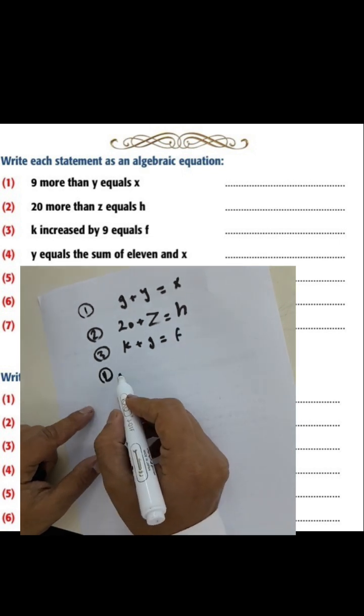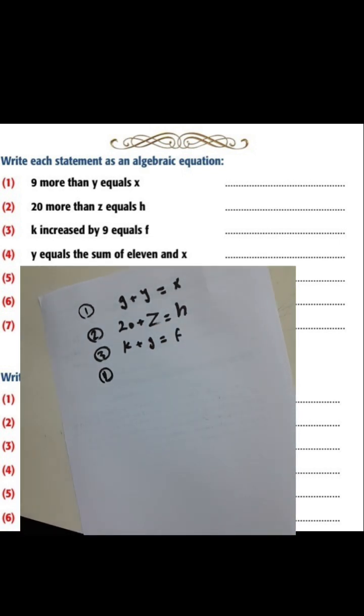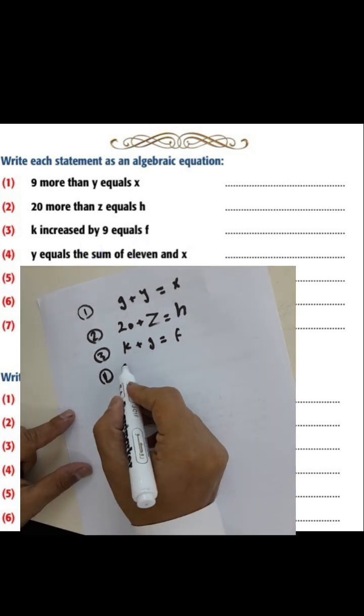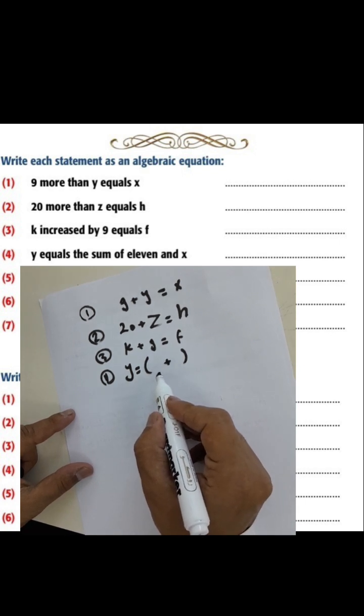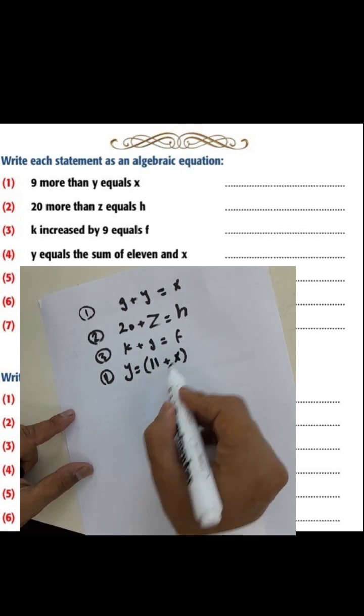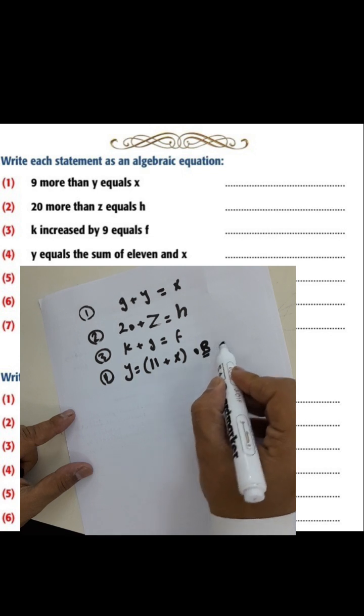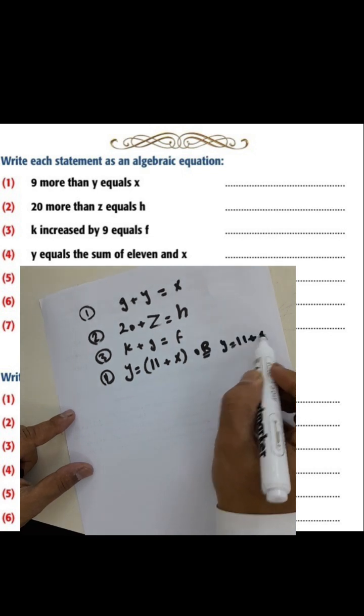Number 4. y equals the sum of 11 and x. y equals the sum of 11 and x, or you can write y equals 11 plus x.